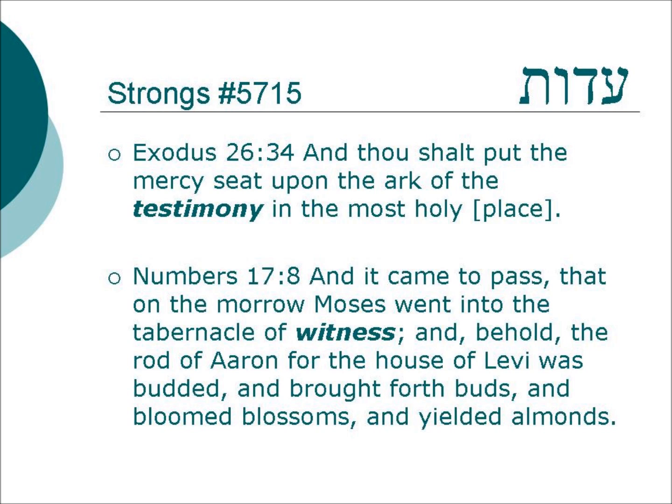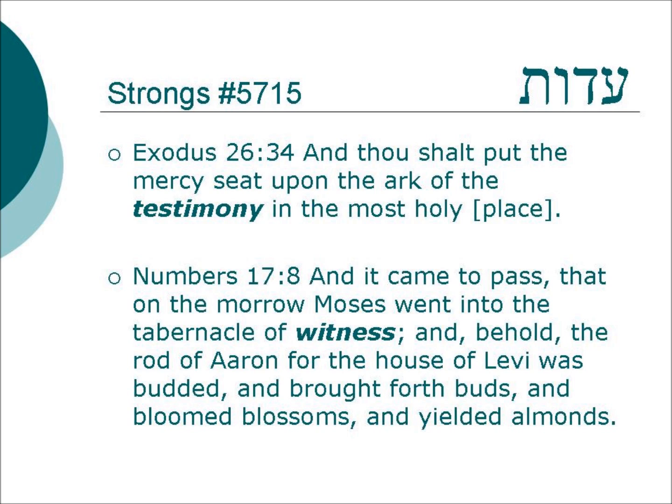Numbers 17:8, And it came to pass that on the morrow Moses went into the tabernacle of witness, and behold, the rod of Aaron for the house of Levi was budded, and brought forth buds, and bloomed blossoms, and yielded almonds. So this is from the story of Korach and the rebellion.